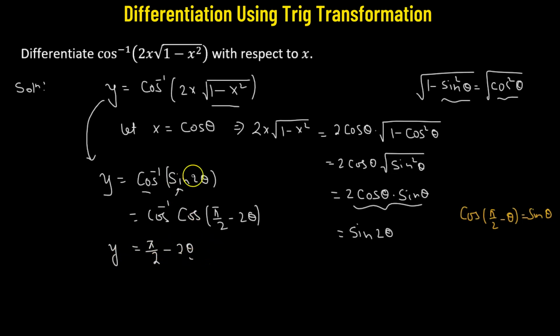What we'll do is replace the value of theta and write it in terms of x. We assumed x to be equal to cosine of theta, which would mean that theta is equal to cosine inverse of x. And that means we'll have y equal to pi over 2 minus 2 times cosine inverse of x. Now that means our given original expression, cosine inverse of 2x multiplied by the square root of 1 minus x squared, is equivalent to pi over 2 minus 2 times cosine inverse of x. However, finding the derivative of this particular expression will be way easier.